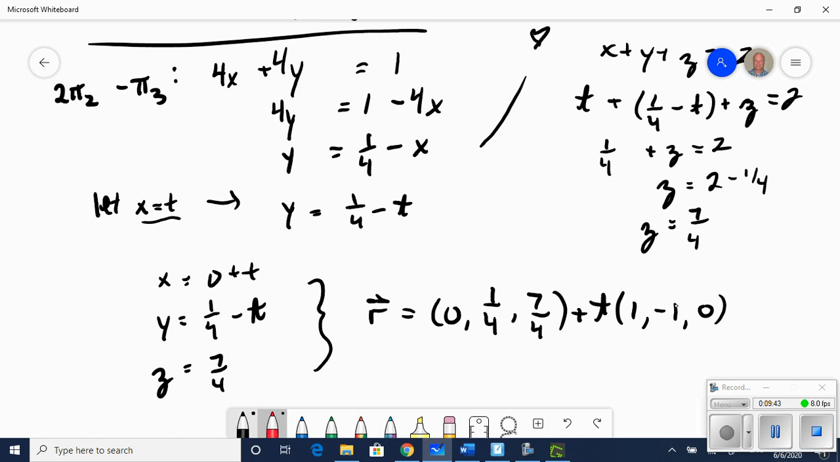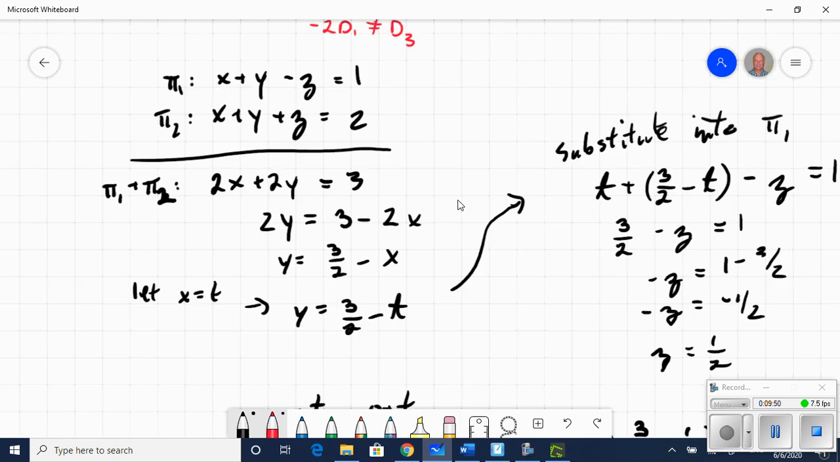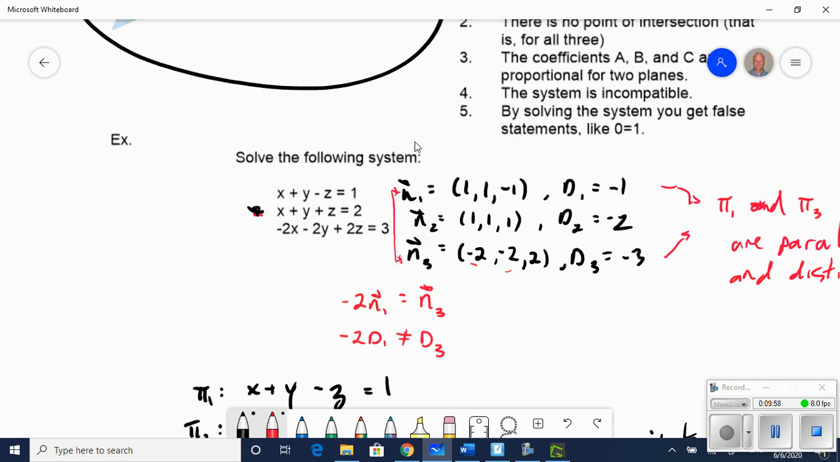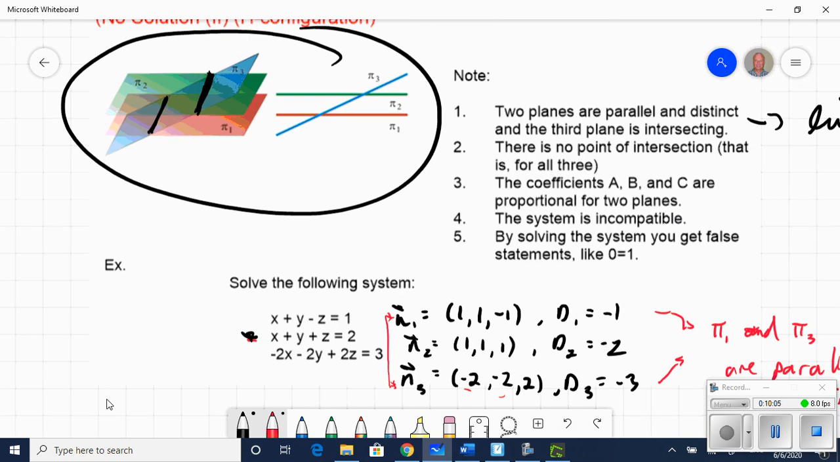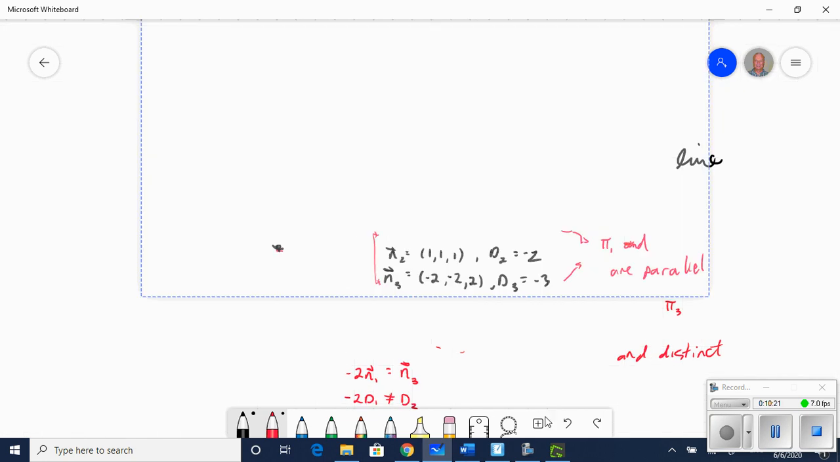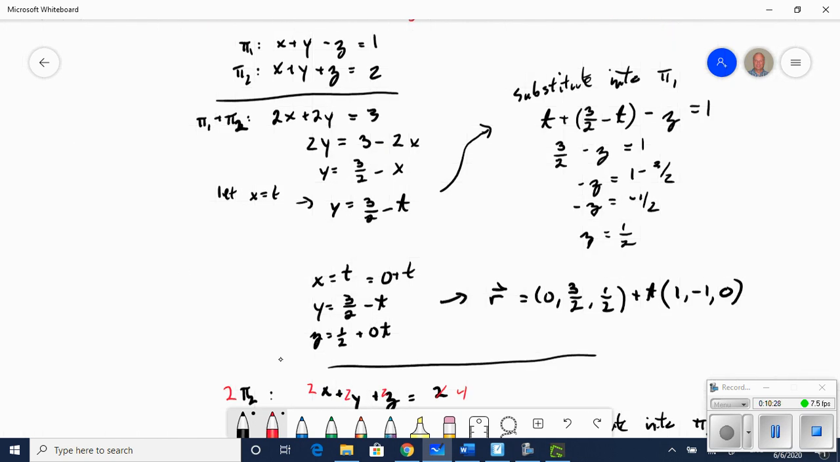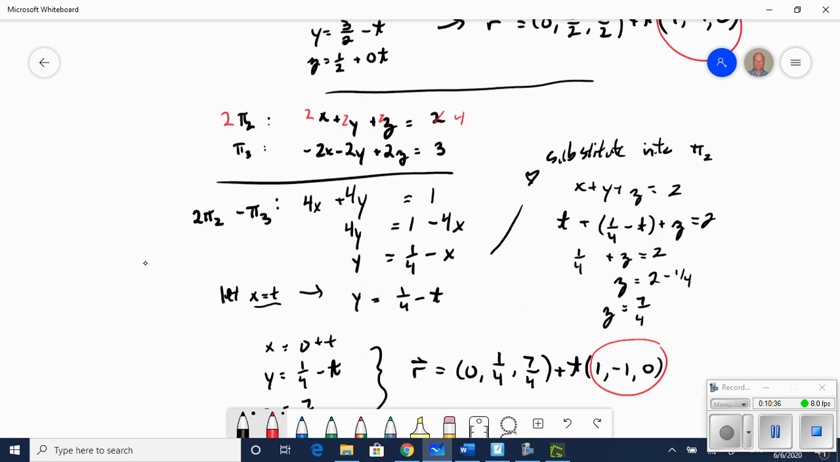And the one thing I want to point out here is this observation. Look at these two separate lines. They look like they're parallel, so the direction vectors should equal one another. This direction vector was the first one, and this direction vector was the second one. So that's exactly what we noticed.